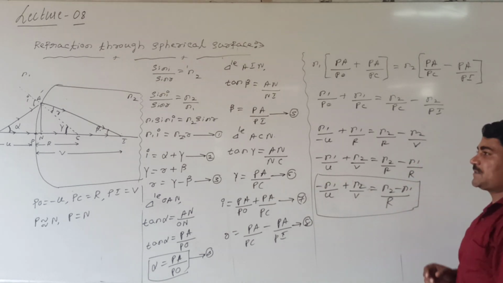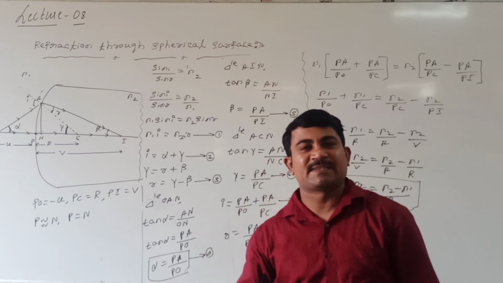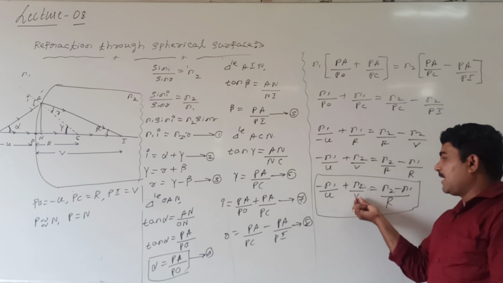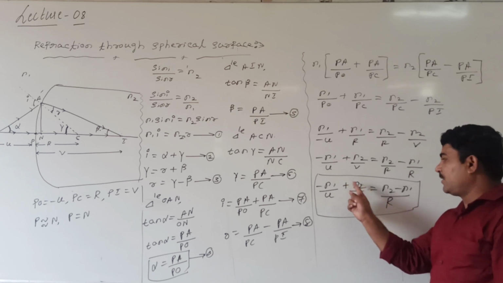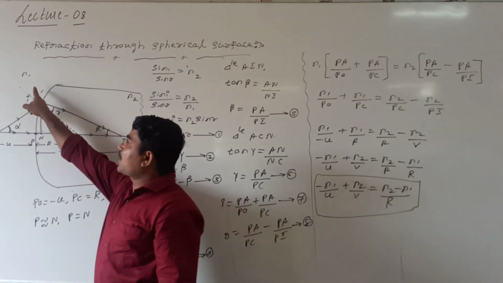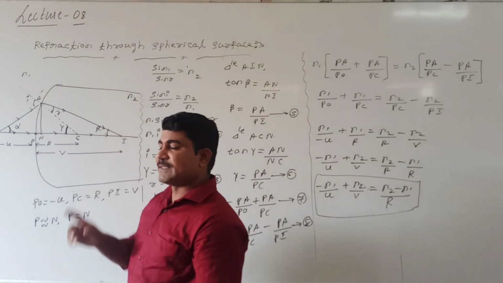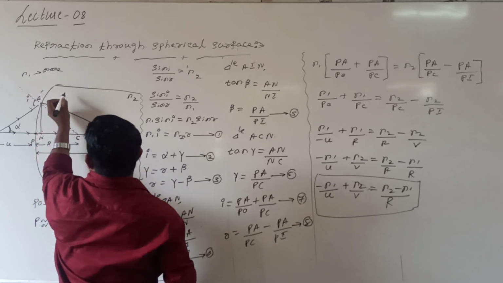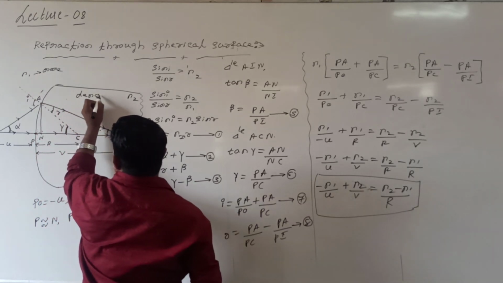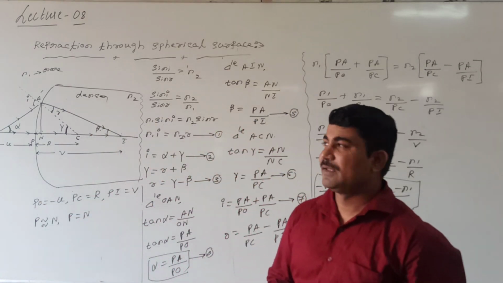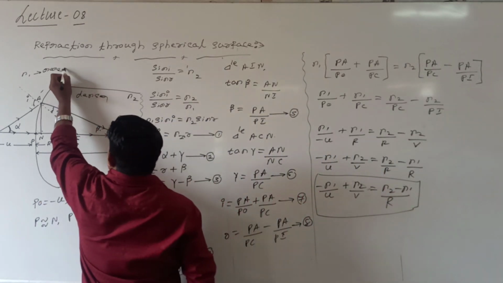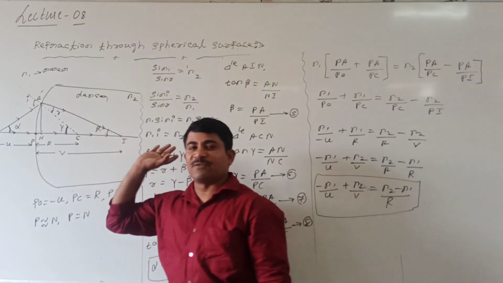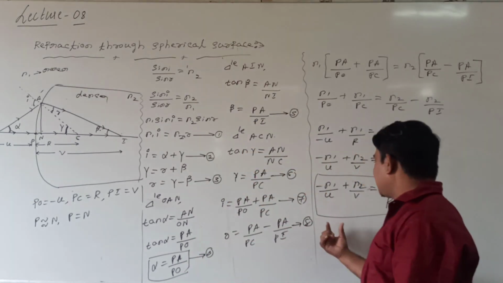This is refraction through a spherical surface in the case of a convex spherical refracting surface. Look at me. U represents object distance, V represents image distance, R represents radius of curvature, and N1 and N2 represent the refractive index of the rarer medium and the refractive index of the denser medium. Let us call this section the rarer medium, and this medium I can call the denser medium. This relation is used when the surface is a convex spherical refracting surface.